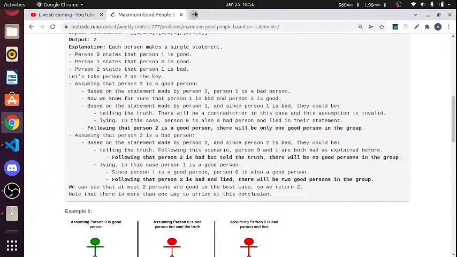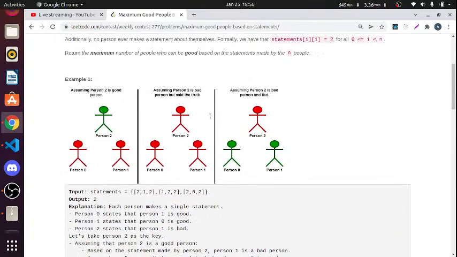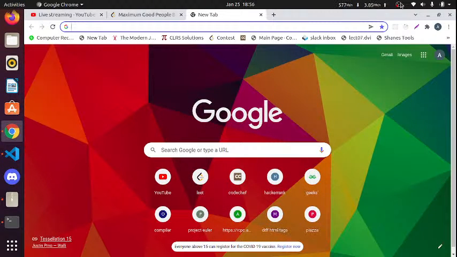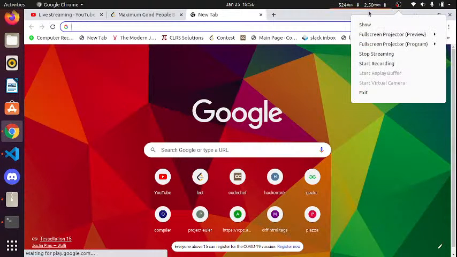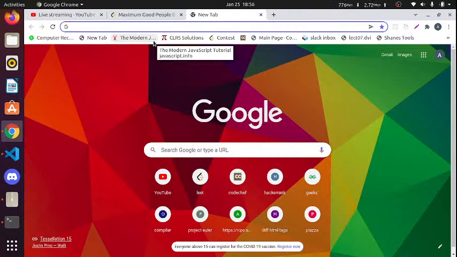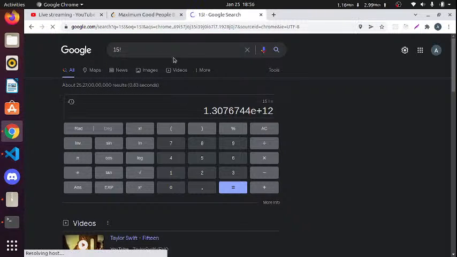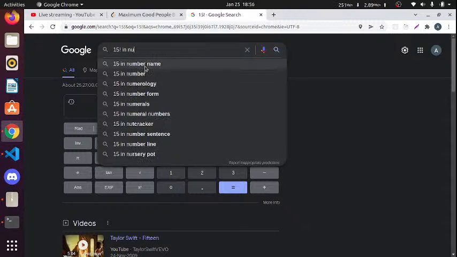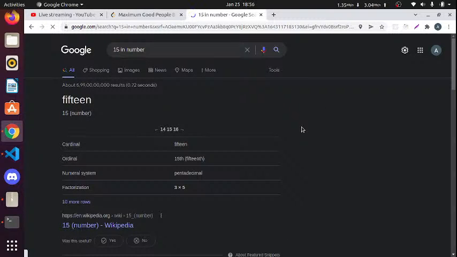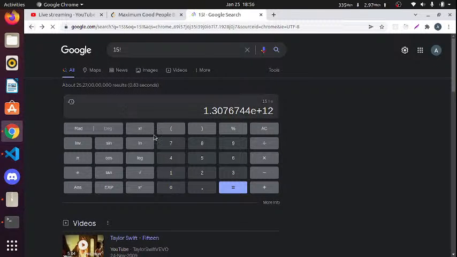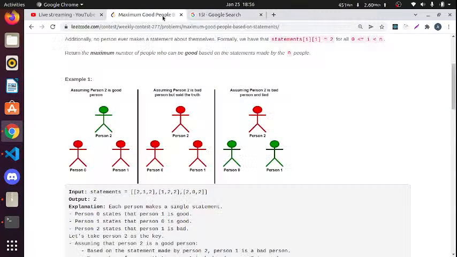So I mean, if there are 15 people, how many ways are there? So let's say 15 factorial. How much is 15 factorial? I don't know what 15 factorial is, but it's much higher.